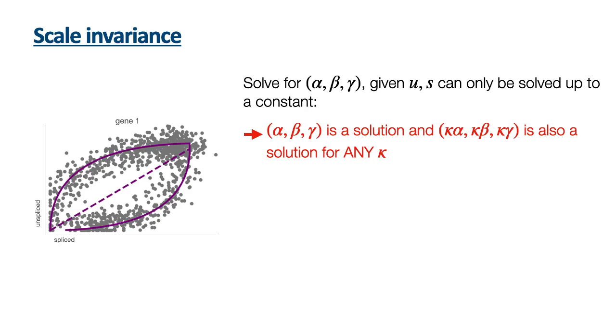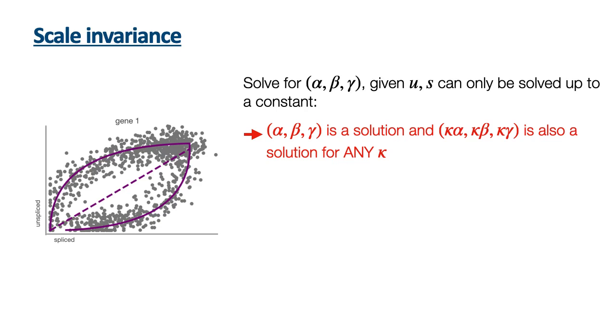The first issue is that there is a scalar invariance in the solutions alpha, beta, gamma given the unspliced and spliced abundances. We are trying to fit 3 parameters given 2 sets of observations, meaning that these can only be solved up to a constant.